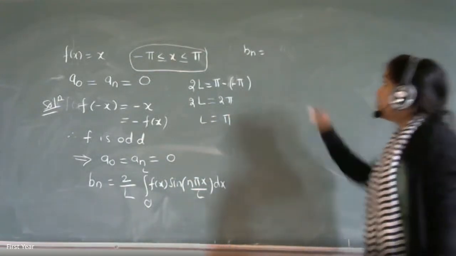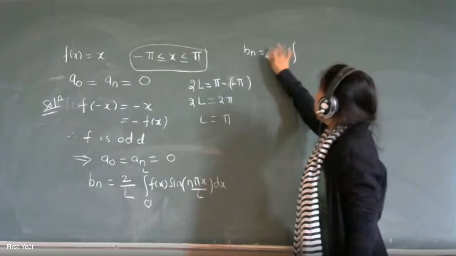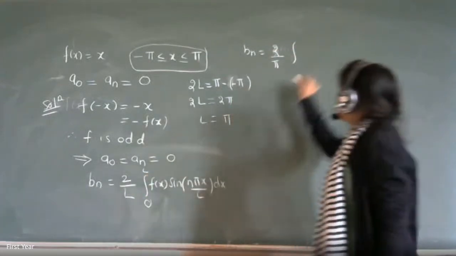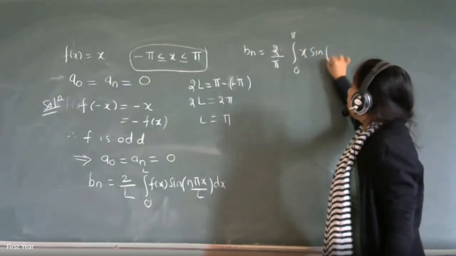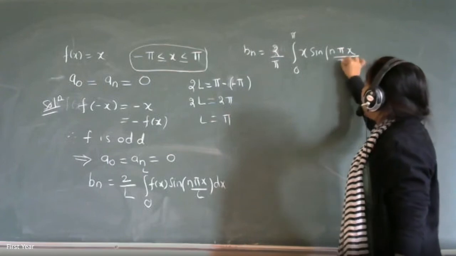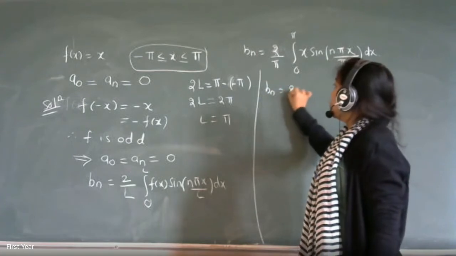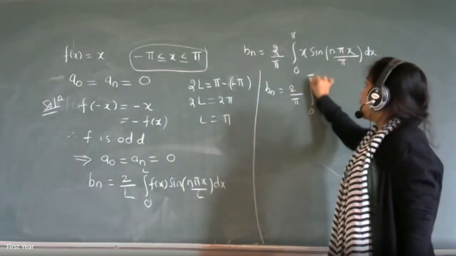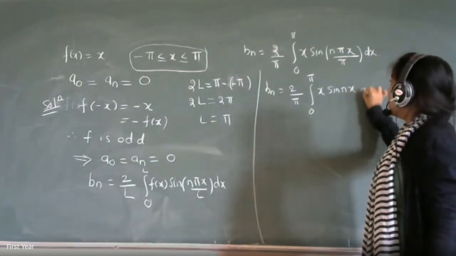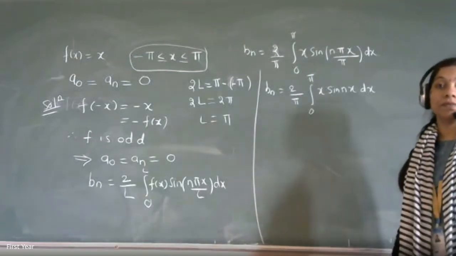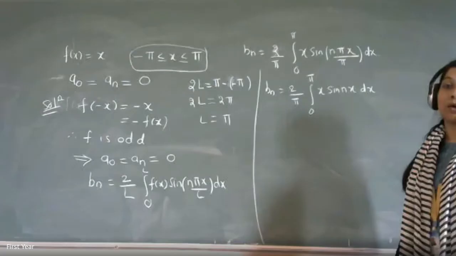And therefore, bn becomes 1 by pi into 2 by pi. We have written the formula: 2 by pi integration 0 to pi. What is f of x? x into sine of n pi x by n. So what's your bn? Your bn formula is 2 by pi integration 0 to pi x into sine of n x. Is this clear, everyone? Okay, fine.